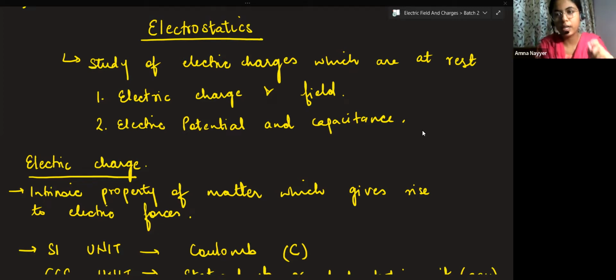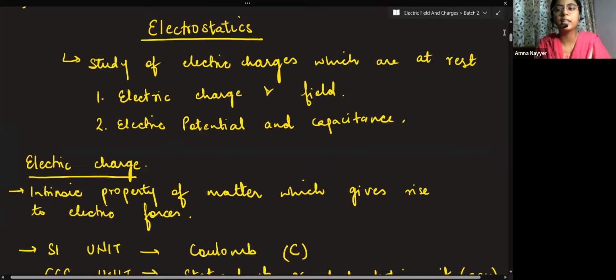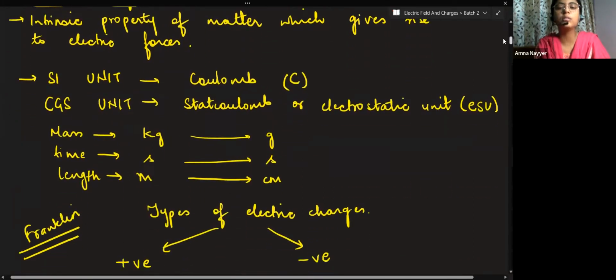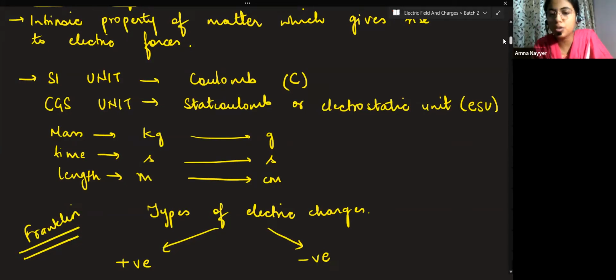Firstly, we had done basics of electric charge, meaning what is meant by electric charge. Electric charge is the very basic property of matter, or you can say an intrinsic property of matter, that gives rise to various phenomena. Various phenomena include your electric forces and your electric fields. We have separate topics for electric force and for electric field. What you have to remember is the SI unit of electric charge is coulomb, and the CGS unit of electric charge is electrostatic unit, ESU, which is also called stat coulomb.